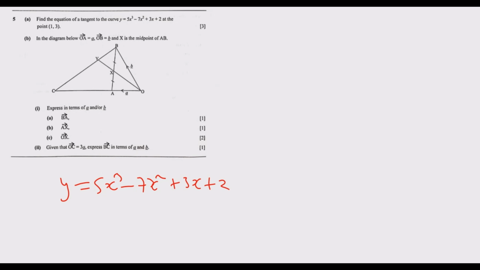If an equation is a tangent to a curve, then at the point of tangency, the equation and the curve share the same gradient. That's a key principle that you need to know. Then a general equation is given by y is equal to mx plus c, where m is the gradient. So we need to find the gradient.